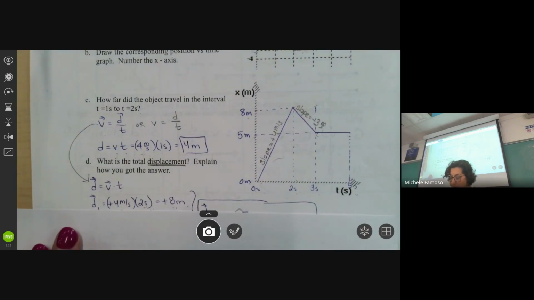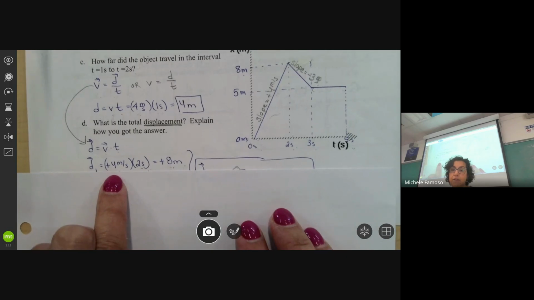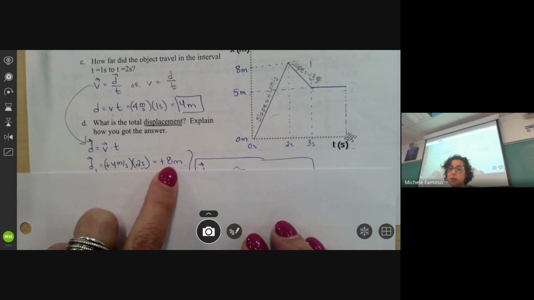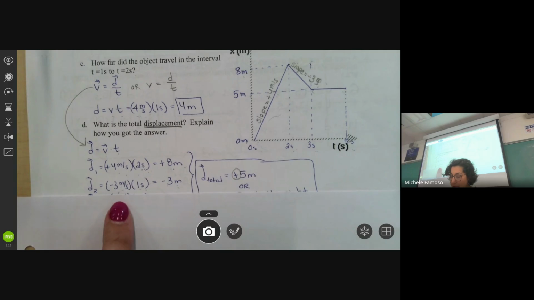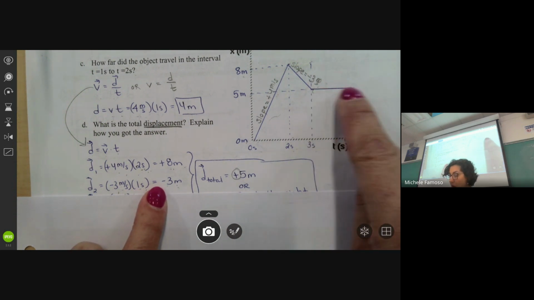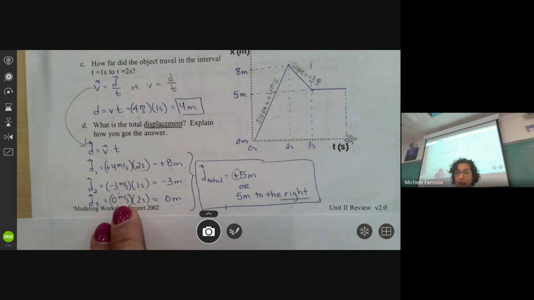So from 0 to 2 seconds, I find the displacement by doing the velocity, positive 4 meters per second, and multiplying by 2 seconds. So it moved positive 8 meters. The displacement in the next segment would be negative 3 meters per second times 1 second, or negative 3 meters. And finally, in this horizontal line, it's not moving. 0 meters per second times 2 seconds is 0 meters. So the total displacement, if I add these up, is positive 5 meters, or 5 meters to the right.